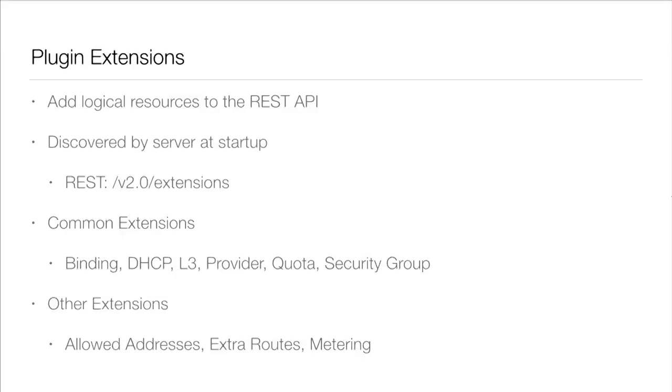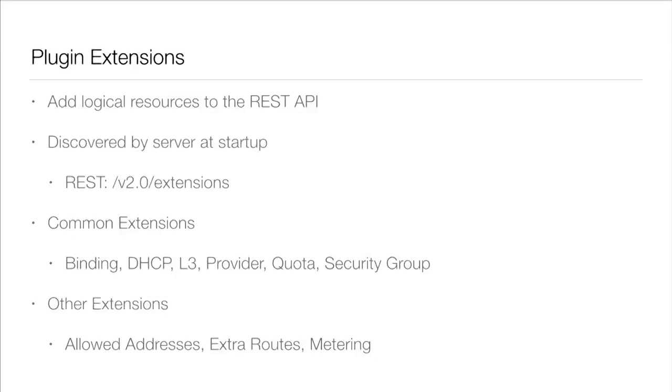Additionally, the extensions are discovered at server startup. As a user of a cloud, if you want to, you can make a REST call on v2.0/extensions, and the server will send you back a list of all the active extensions in the server. Some of the common extensions you'll see are binding, DHCP, L3, which is routing, provider networks, which enables you to bridge existing networks in your data center into your cloud deployment, quota support, security groups. Other interesting extensions are allowed addresses, so if you want to restrict which IP addresses a MAC address may use for speaking, you can do that, extra routes and metering.